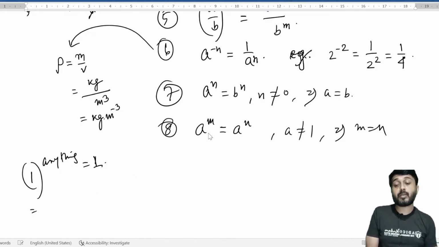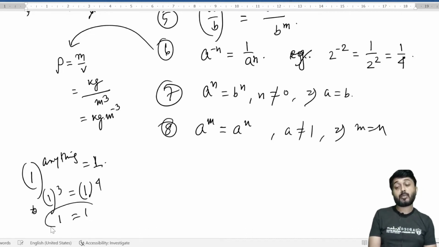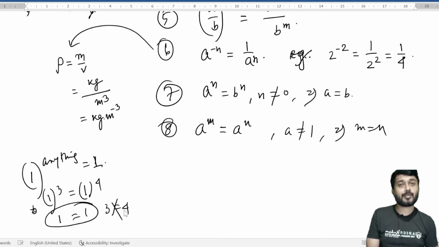That is why, if the base a had been 1 here, then 1 to the power 3 would simply be equal to 1 to the power 4. Because 1 into 1 into 1 is 1, and 1 into 1 into 1 into 1 is 1 only. Both are equal easily, but am I able to write in that case 3 is equal to 4? Never. 3 can never be equal to 4.